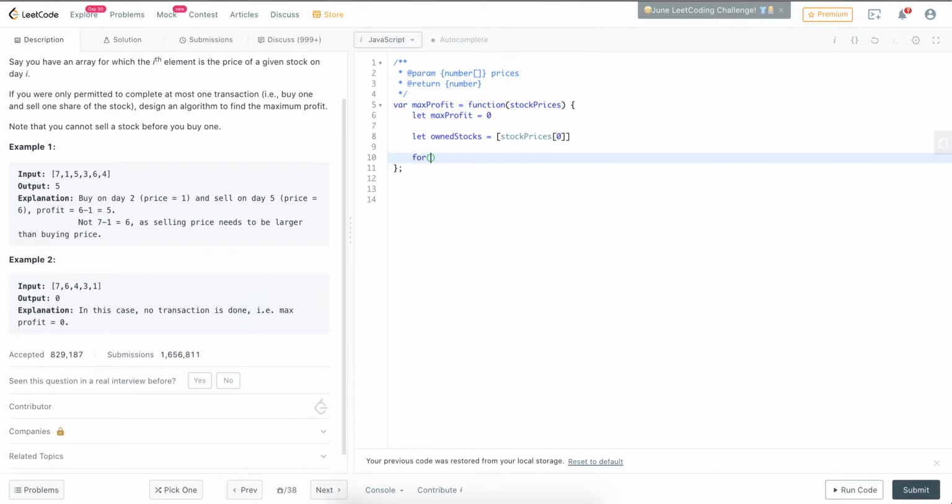That signifies to me, and you probably would know, that we're going to say let i equal 1, right? Because we're already starting at our stock right here that we're going to compare off of. So as long as i is less than stockPrices.length, i++.